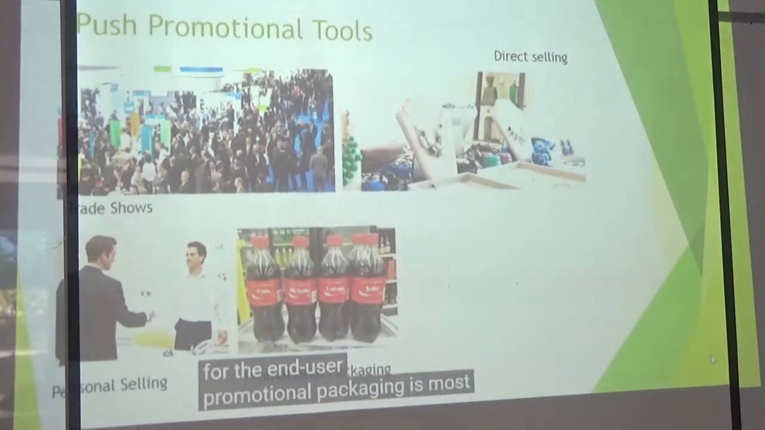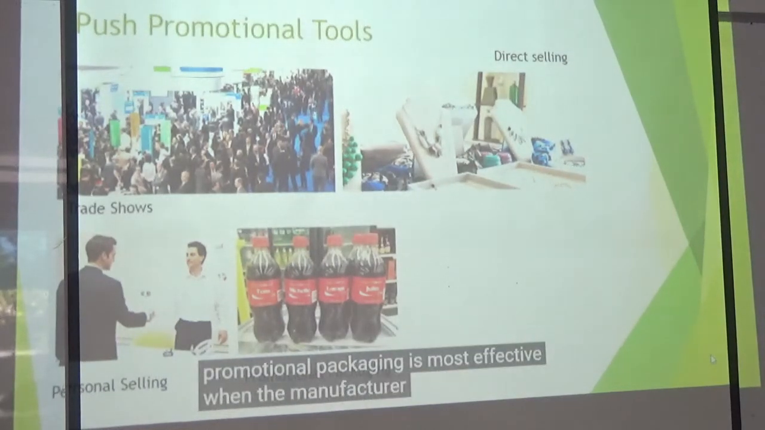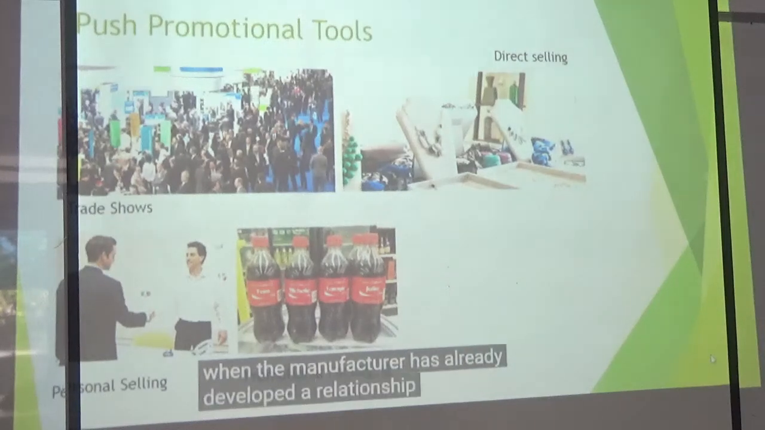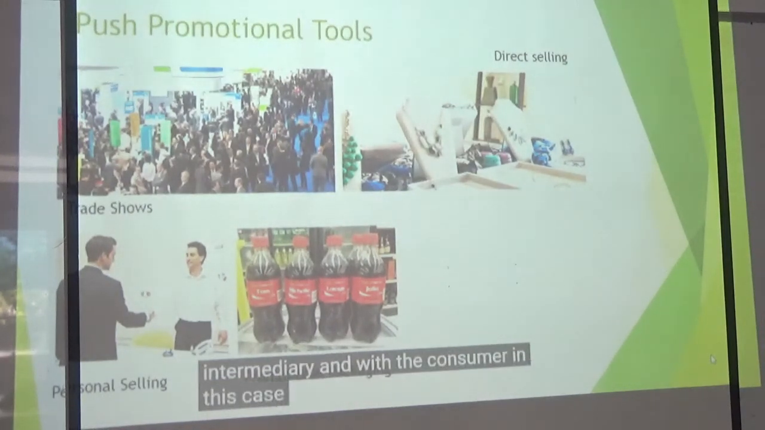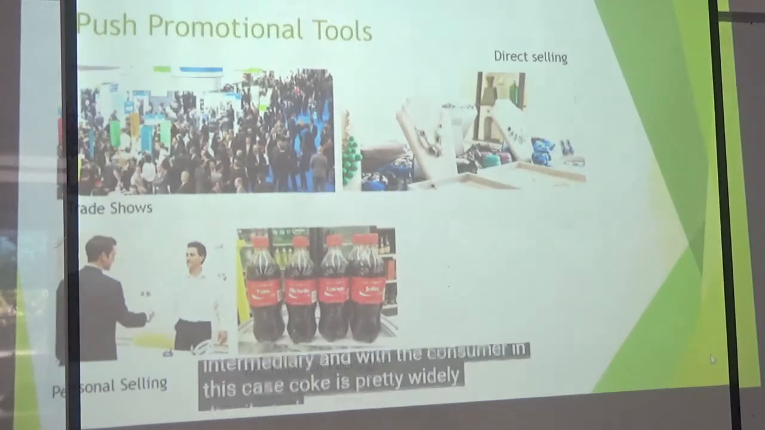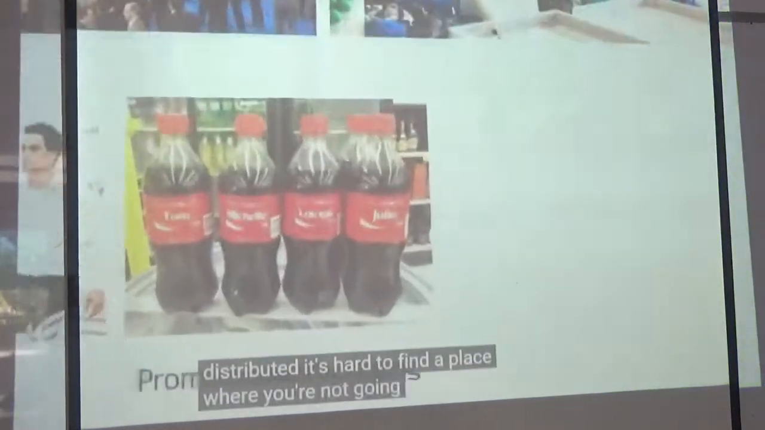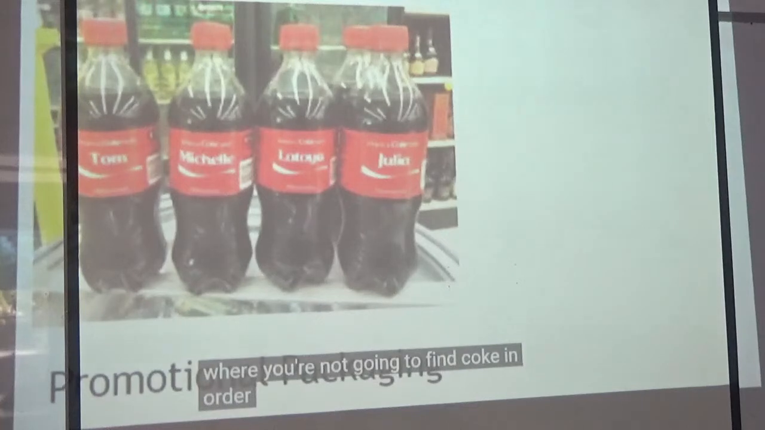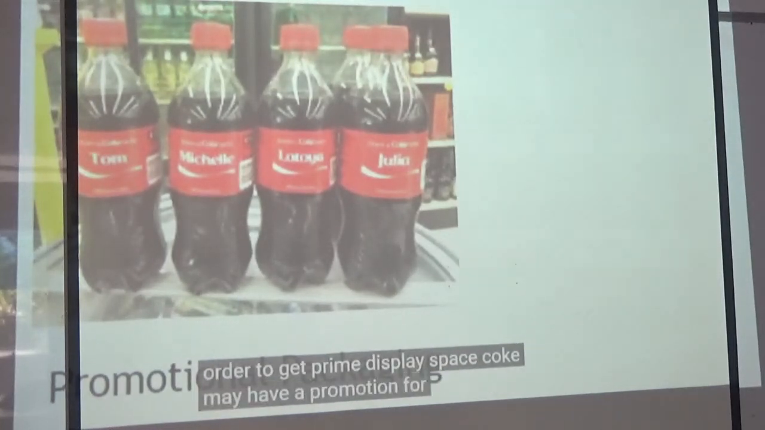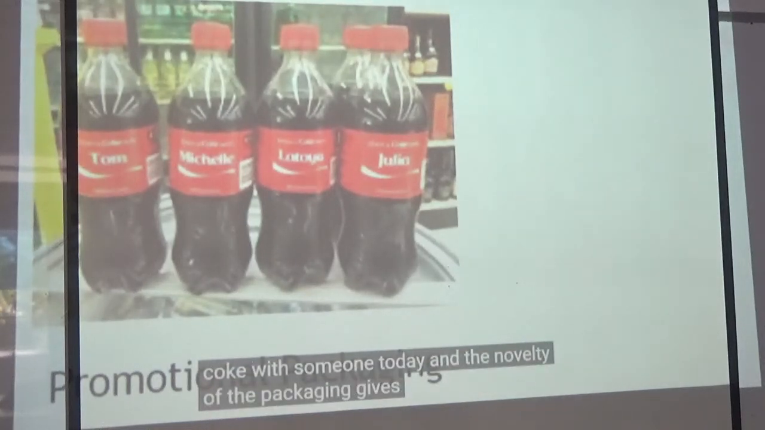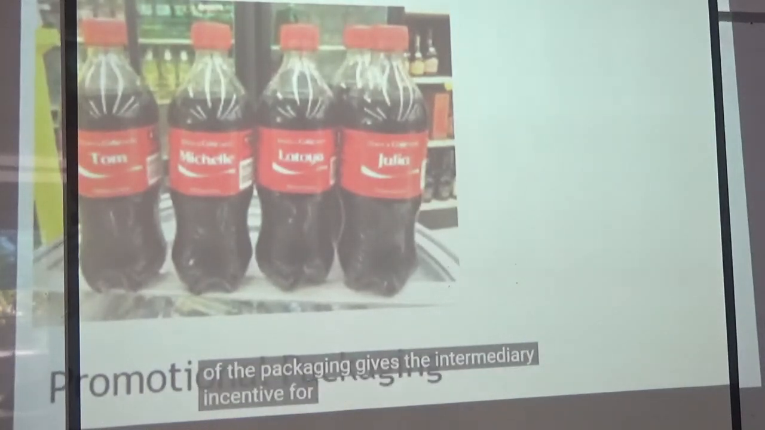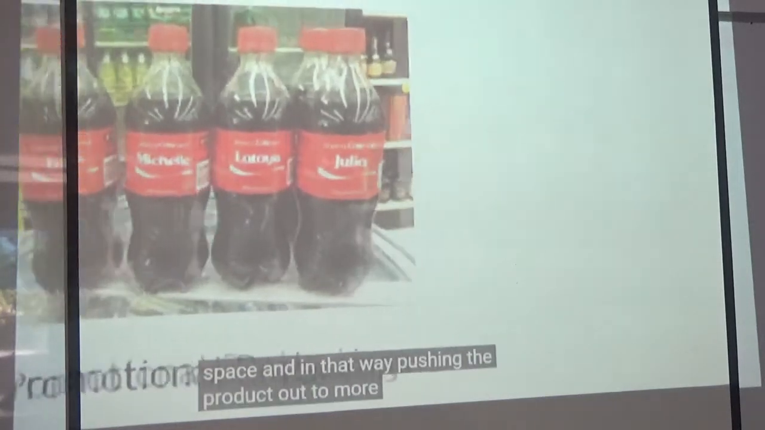Promotional packaging is most effective when the manufacturer has already developed a relationship both with the intermediary and with the consumer. In this case, Coke is pretty widely distributed. It's hard to find a place where you're not going to find Coke. In order to get prime display space, Coke may have a promotion. For example, have a Coke with someone today. And the novelty of the packaging gives the intermediary incentive for that prime display space. And in that way, pushing the product out to more consumers.